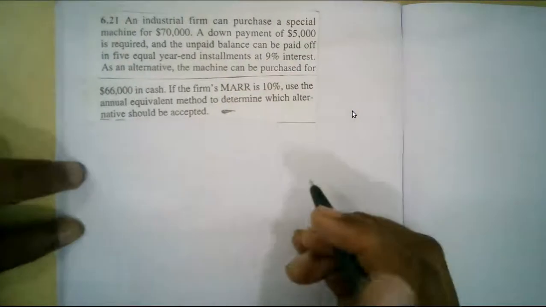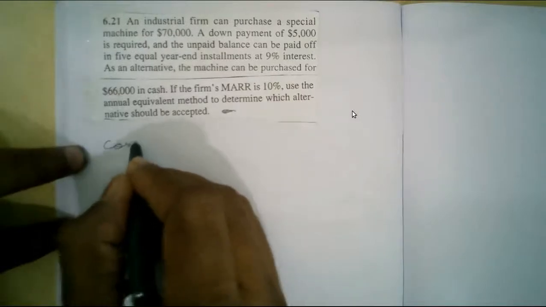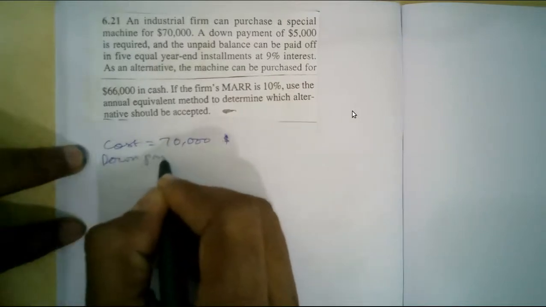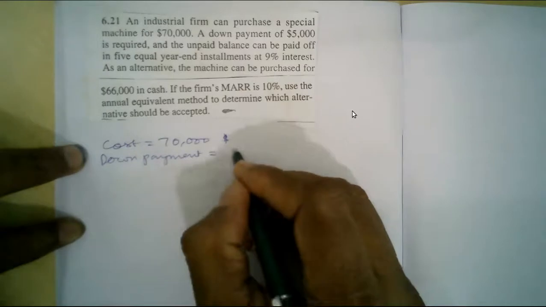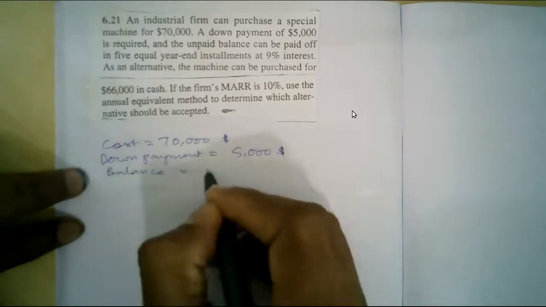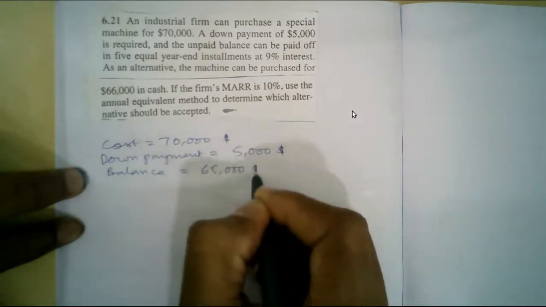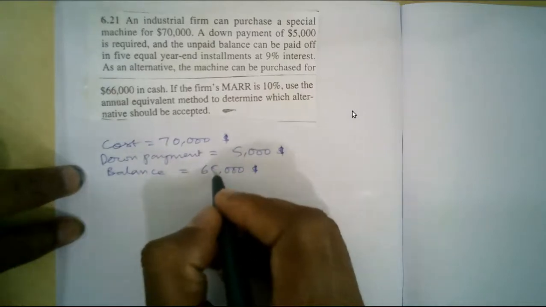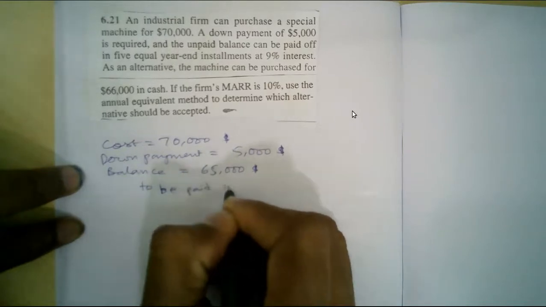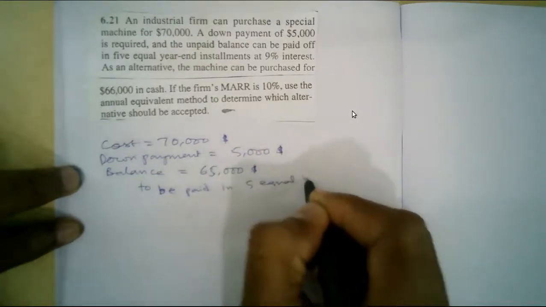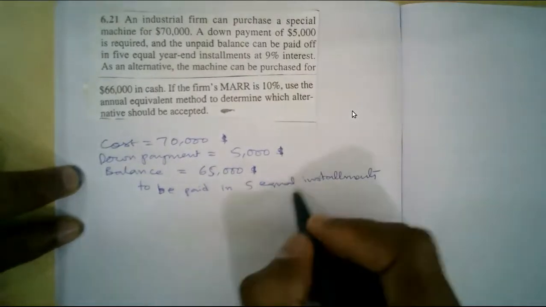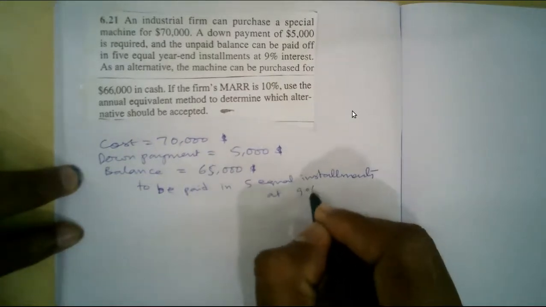So let us take the first alternative. What is the first alternative? Cost is $70,000. Down payment, that means this is the payment in the initial year. That is $5,000, and then the balance will be $65,000, because 70,000 minus 5,000 is $65,000. And this balance is to be paid in five equal year-end installments at 9% interest.